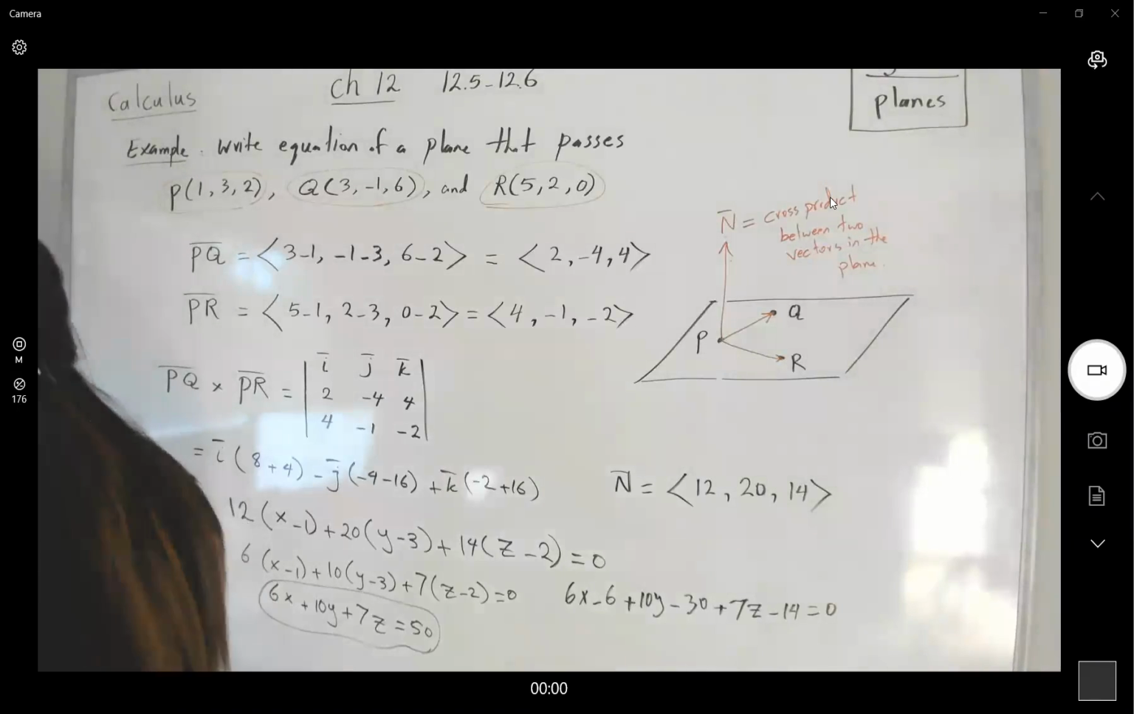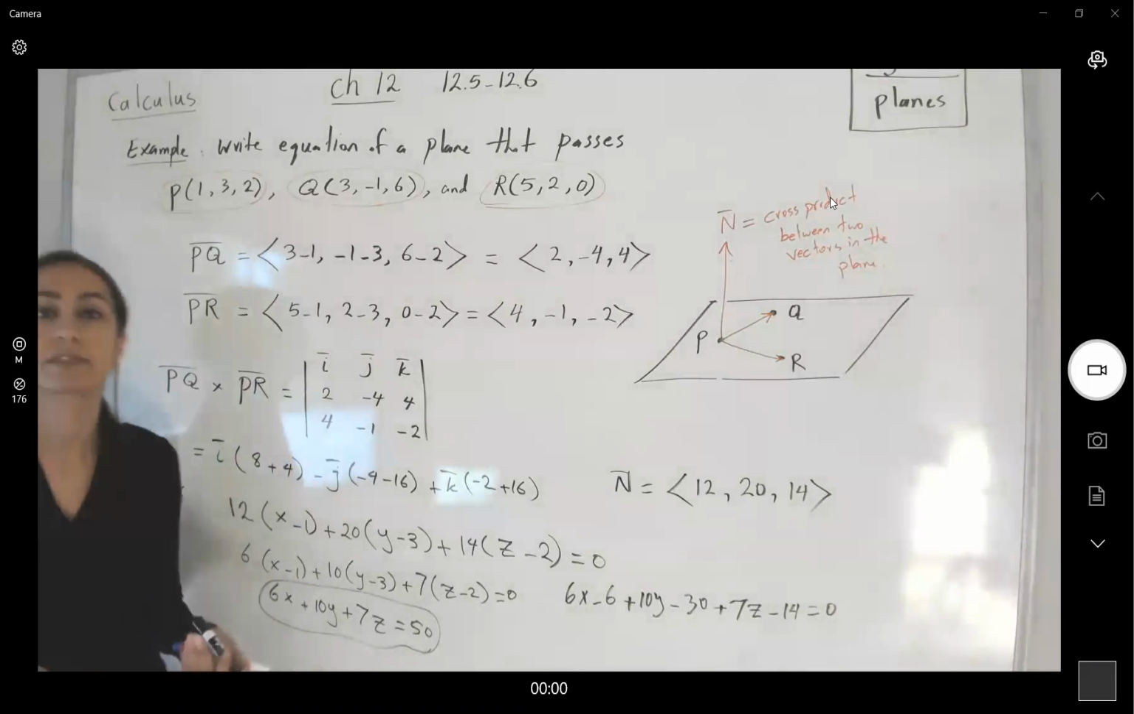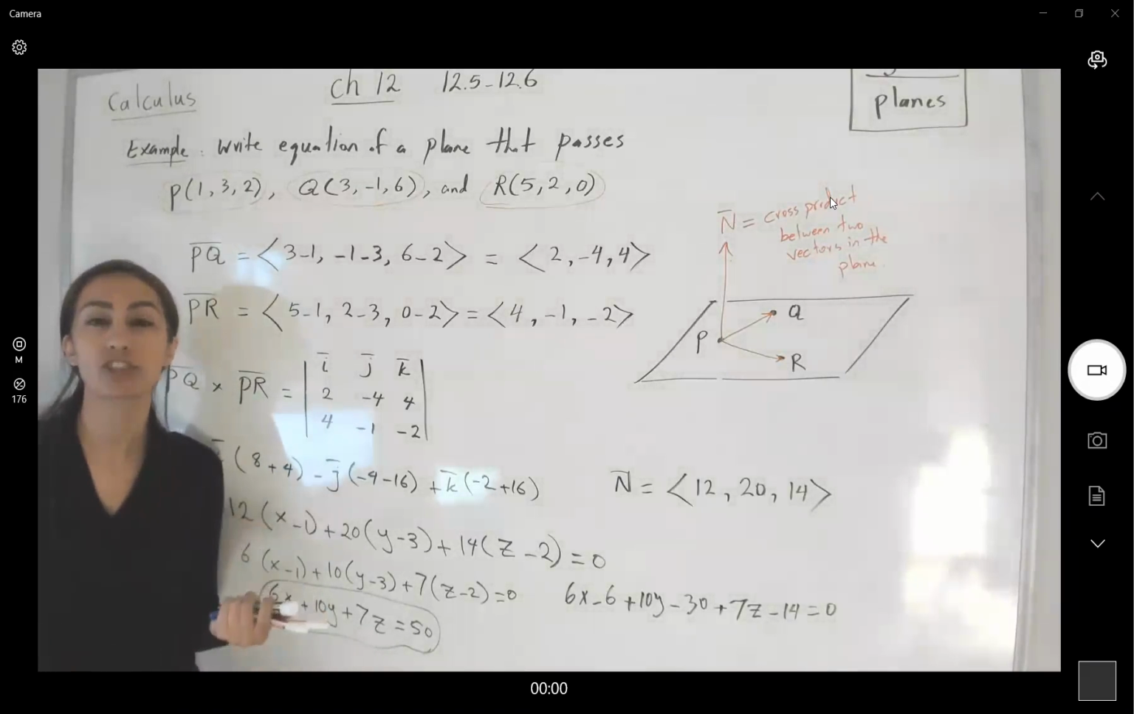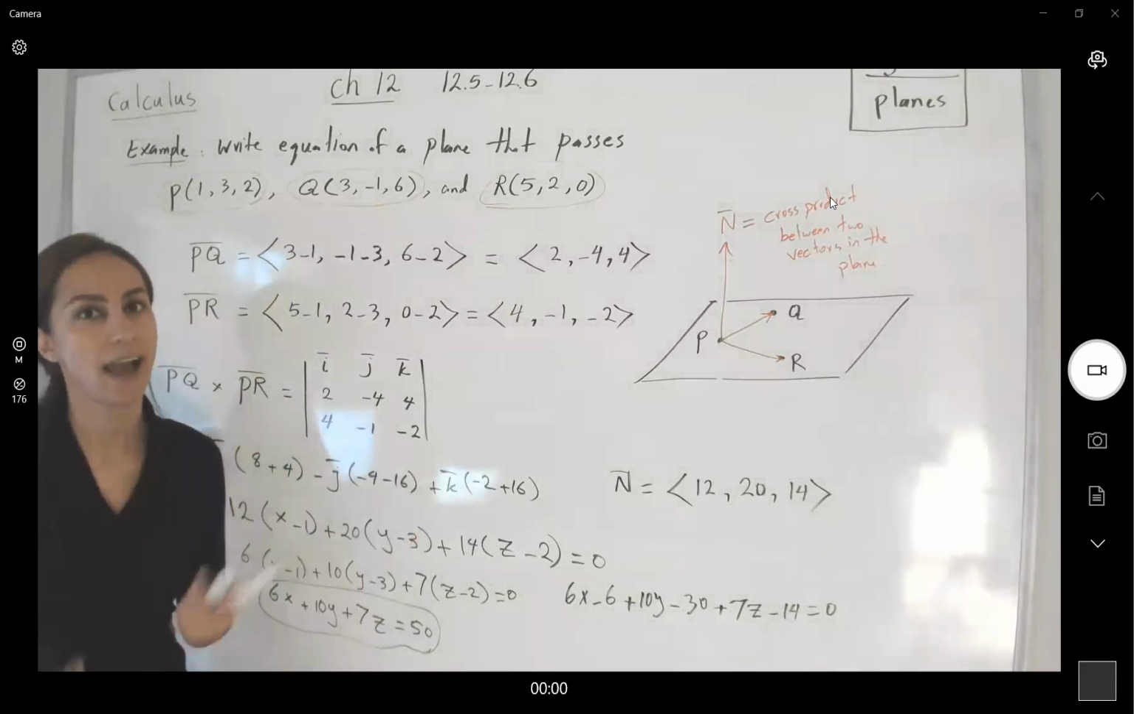Very well. So we talked about lines, we talked about planes. Now I expect you to ask, how do we find the point of intersection between a line and a plane?